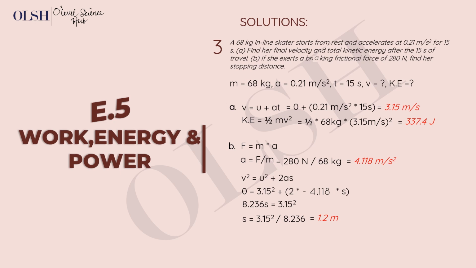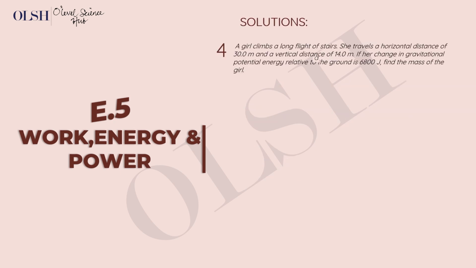So let's move to number 4. We have a girl who climbs a long flight of stairs. She travels a horizontal distance of 30 meters and a vertical distance of 14 meters. If the change in gravitational potential energy relative to the ground is 6,800 joules, find the mass of the girl.